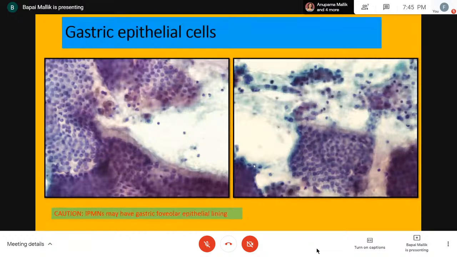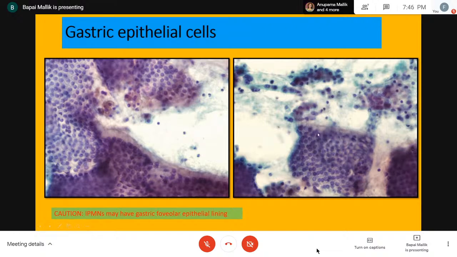Now the gastric epithelial cells, the key diagnostic indicator is that you need to look at the surface. And at the surface, you find these gastric foveolar cells that show mucin, and the so-called mucin cups. The mucin cups are present over here. So these are mucin cups.